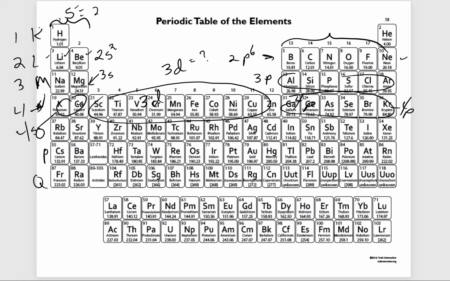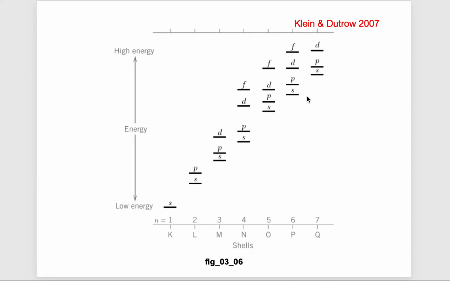Now that might sound kind of strange, but there's a very nice diagram, again in Klein-Dutro, that illustrates this. So here are the quantum numbers, 1 through 7. So the K shell, this is the 1s orbital. That's all that the K shell can hold, so there's nothing else to show here. We're plotting energy from low up to high. Here's the 2s at a higher energy level, so the 1s would always be filled before the 2s. Then we'd fill the 2p, then the 3s and the 3p.